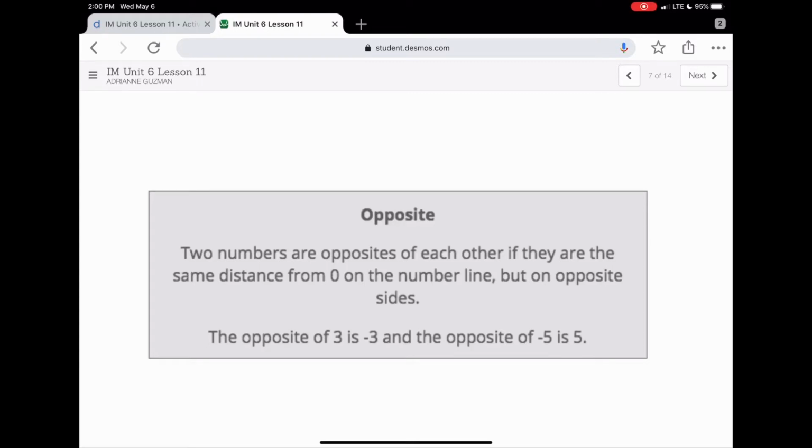Okay, so there are some terms that we need to go over before we get into the next section. And I might be going back and forth on slides, so bear with me. And remember, you can always pause and rewind me.